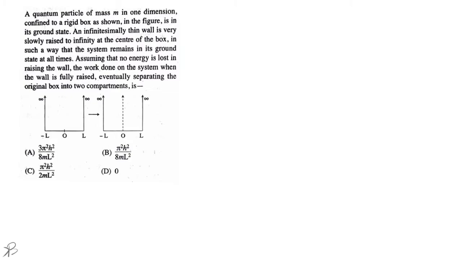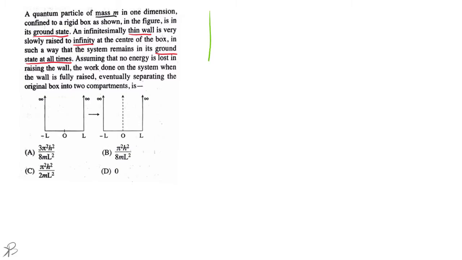So we have the next problem. It goes something like this: a quantum particle of mass m in one dimension is confined to a rigid box as shown in the figure, in the ground state. An infinitesimally thin wall is very slowly raised to infinity at the center of the box in such a way that the system remains in the ground state all the time. Assume that no energy is lost in raising the wall. Find the work done on the system when the wall is fully raised, eventually separating the original box into two compartments.